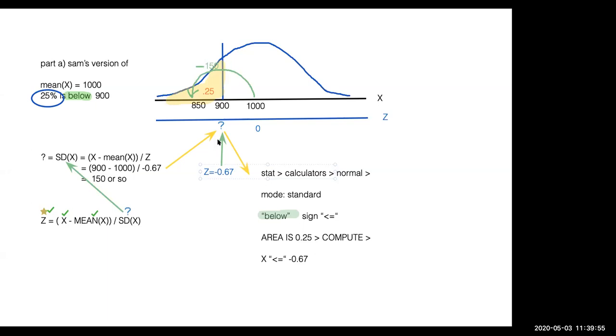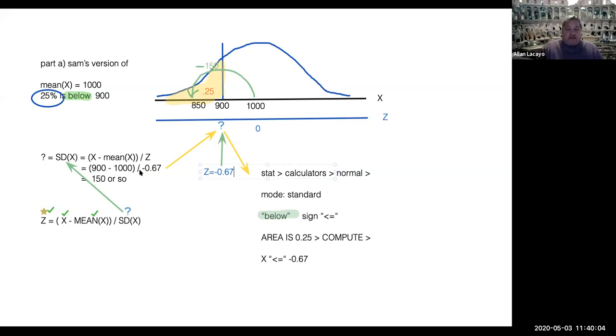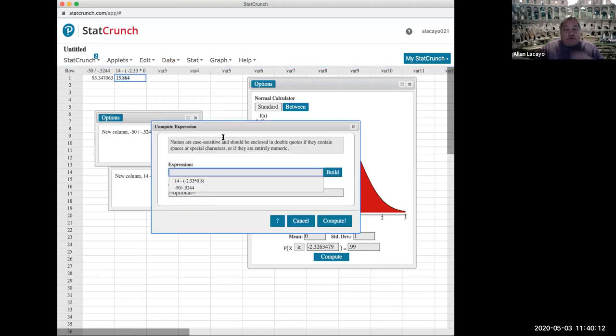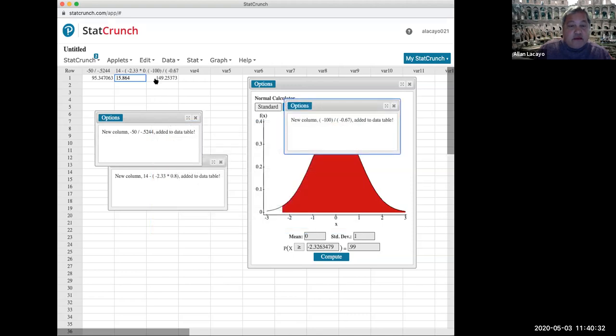Okay. The standard deviation, though, isn't 150, is it? Well, you'll have to do the math on minus 100 divided by minus 0.67, because you should be able to do that. There's not enough time in the world for me to do every part of every question in this level of detail. So if I do minus 100 and I divide that by minus 0.67, I get 149 and a quarter. So that's the exact answer.